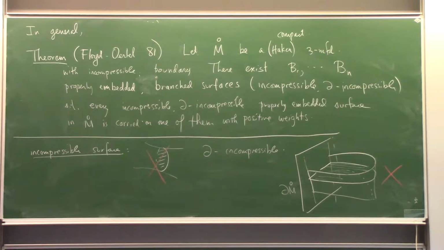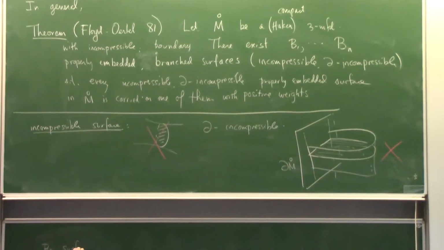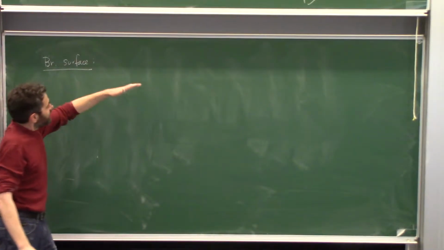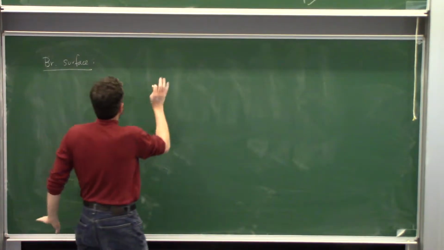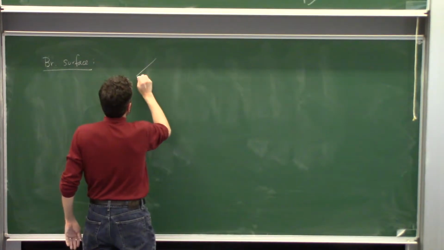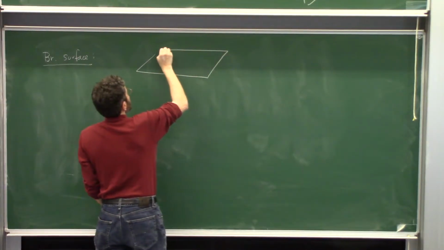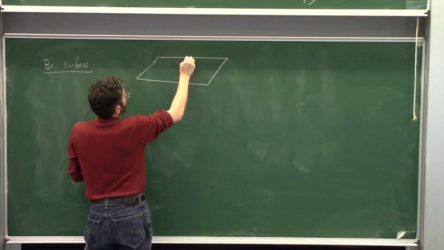Okay, so what's a branch surface? A branch surface is a surface with branches. It's like a train track for three-manifolds, right? That's exactly how it was conceived and why it exists. But look, here's the local picture. Here's a little piece of surface, and then here's the branching locus. Well, part of it looks like this.